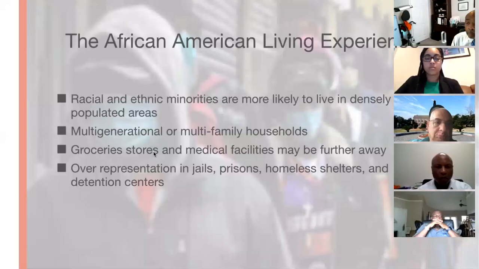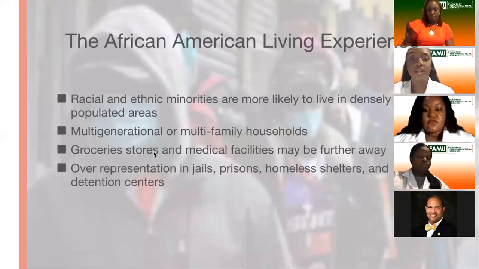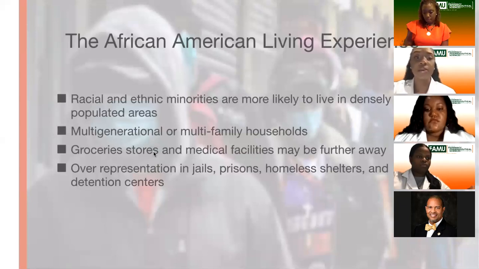Also, in some neighborhoods, health care might be farther away from them. There's even instances where reliable transportation simply might not be available. And lastly, as far as living conditions, African Americans are overrepresented in jails, prisons, homeless shelters, and detention centers. These environments, where it's also densely populated, can make it very difficult to slow the spread of COVID-19.